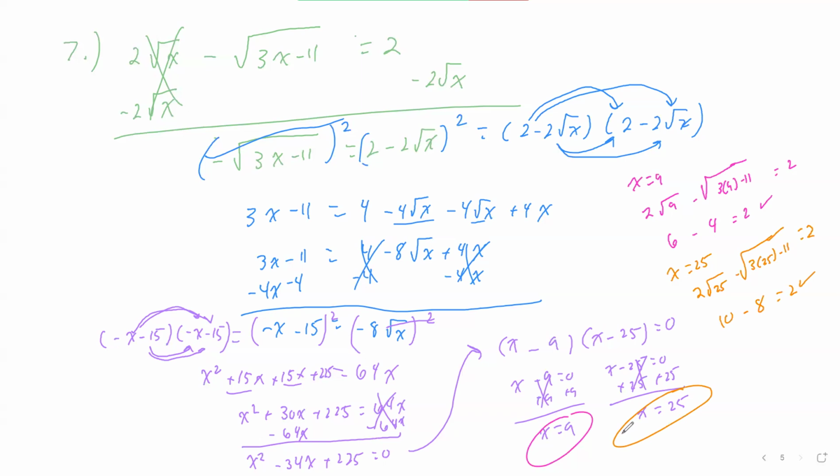All right, I want to do one more with you. It's not as intense, but I want to make sure you can still do the basics, and then we'll call this one a wrap. All right, so number 8 deals with a cube. So this is the cube root of 3x plus 3, plus 2 equals 5.